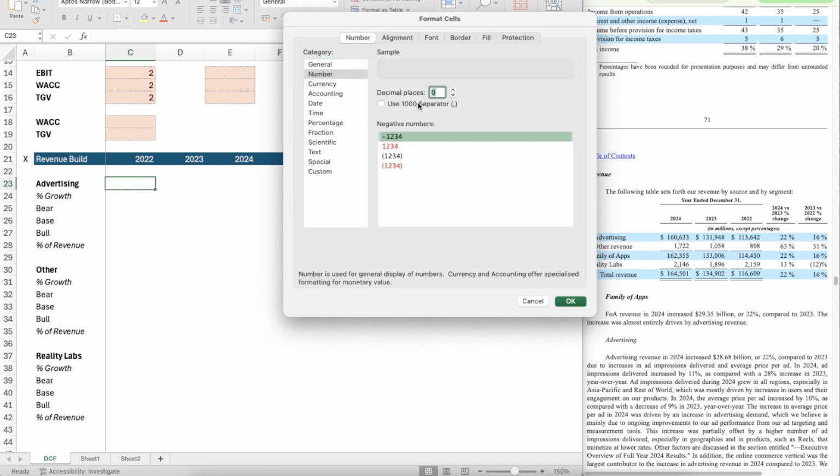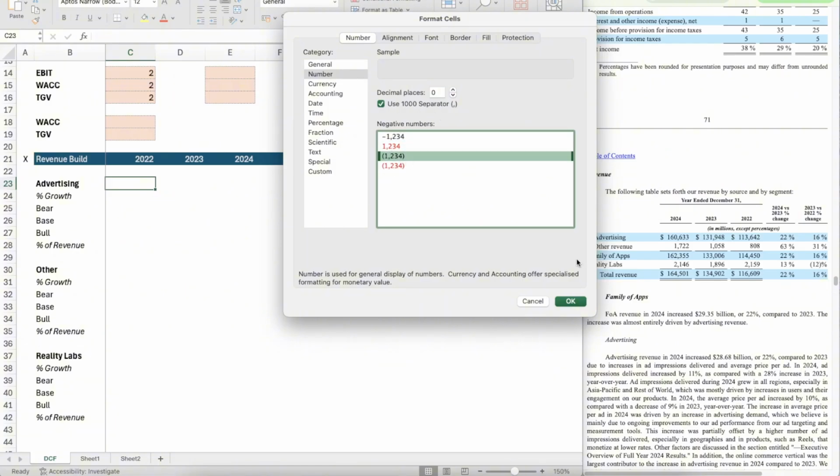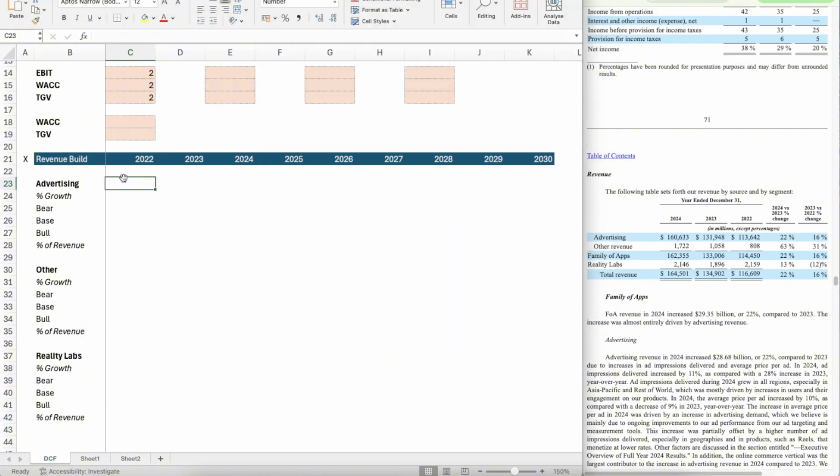Number. Always use the 1000 separator and put your negative numbers in brackets. It just looks a lot neater. It's more aesthetically pleasing. So 113642, 131948, 16633.